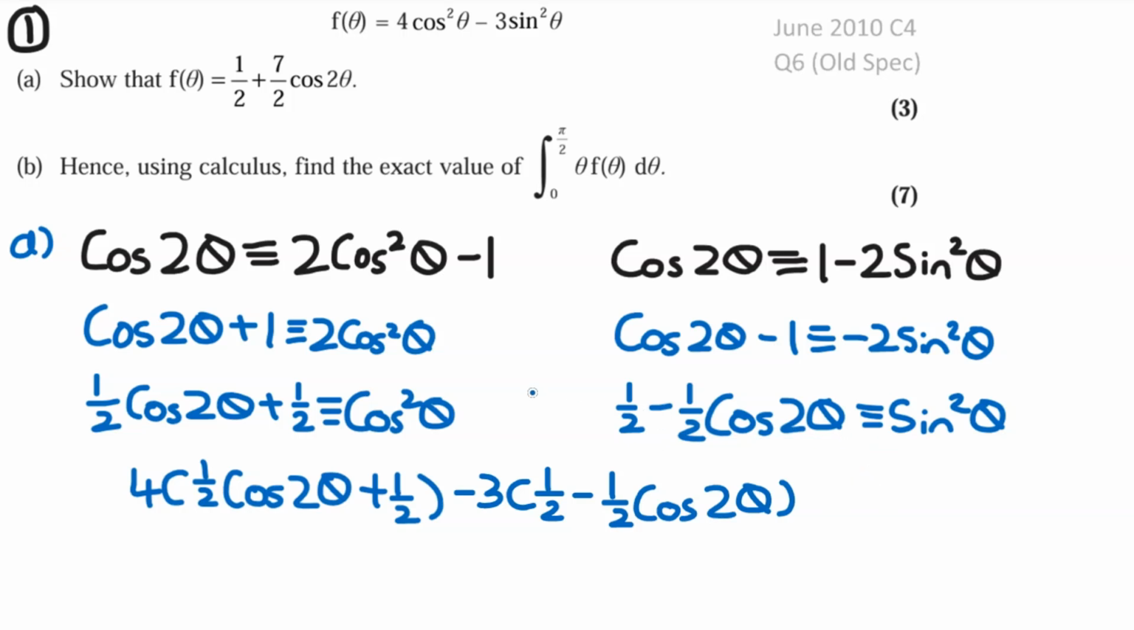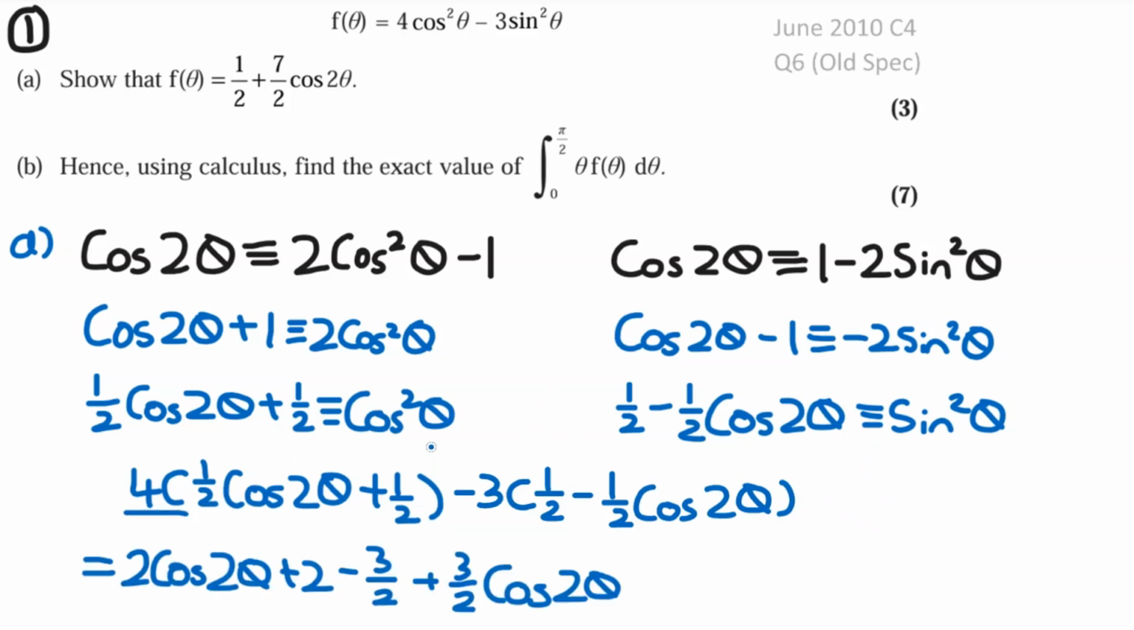We can simplify this because 4 multiplied by a half is 2, and 4 multiplied by a half here is also 2, and then minus 3 multiplied by a half here is going to be minus 3 over 2, and then this minus 3 multiplied by this minus half is going to be plus 3 over 2 like this here. And then we've got this 2 cos of 2 theta plus 3 over 2 cos of 2 theta, which is equal to 7 over 2 cos of 2 theta. And then we've got this 2 minus 3 over 2, which is equal to a half. And this is what's required, this half plus 7 over 2 cos of 2 theta.